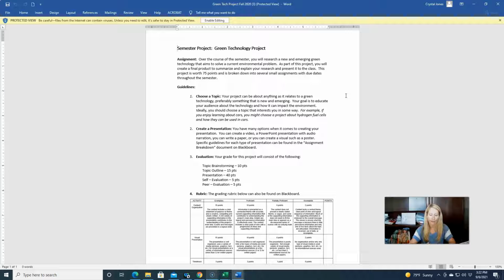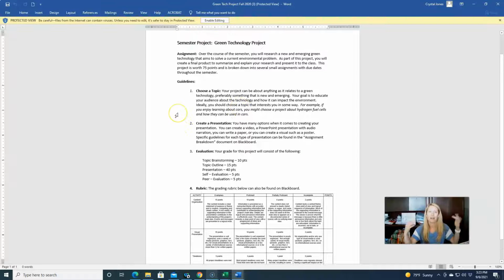You can talk about energy products. You can talk about products that clean the air or are good for the water, or whatever it is. There's a whole host of different ways that you can take this project. So what you're going to do is create some type of presentation. And I leave it very vague because you get to choose what you want to do.